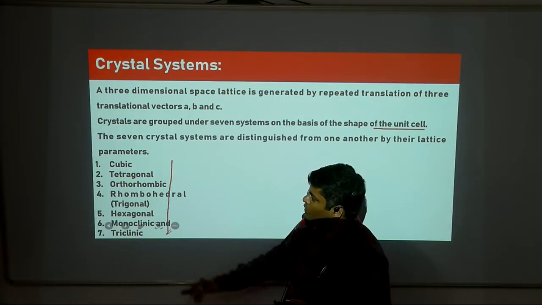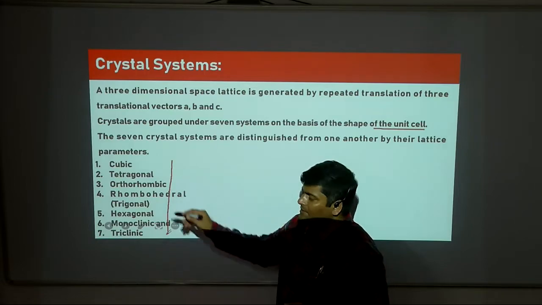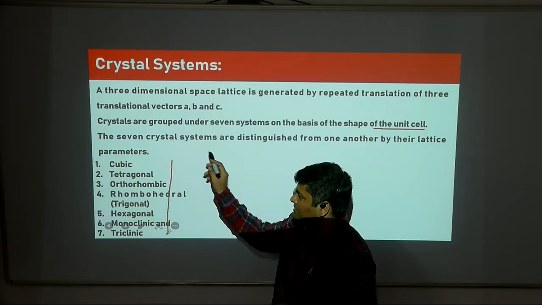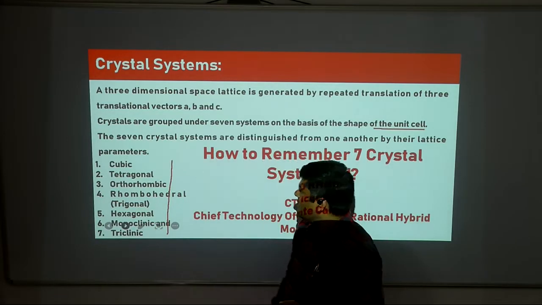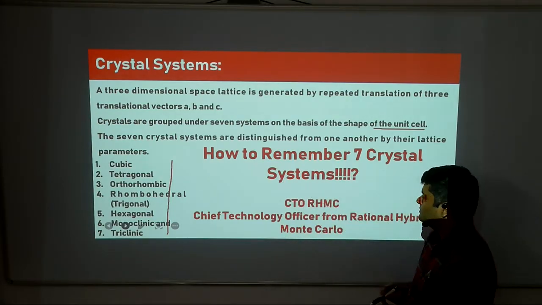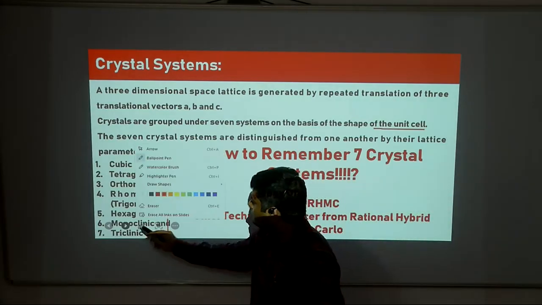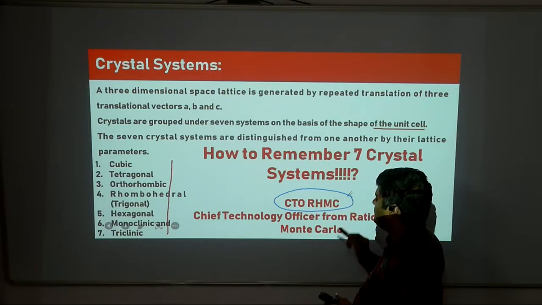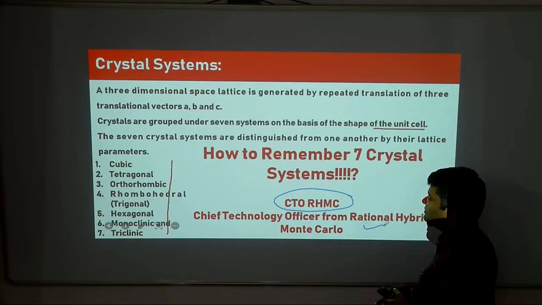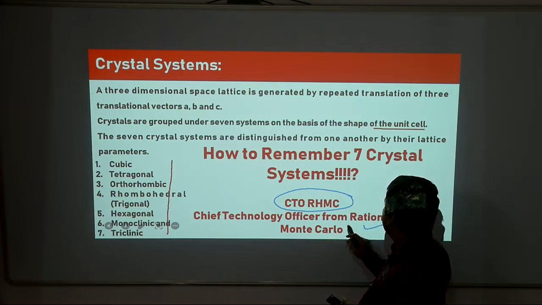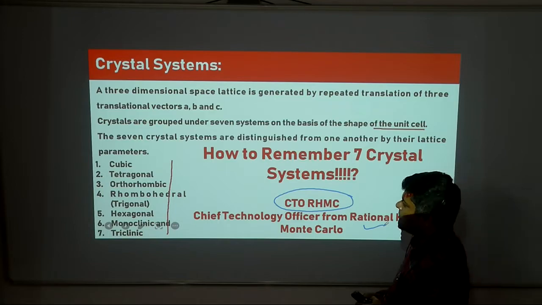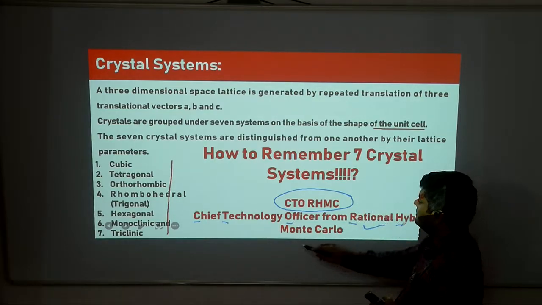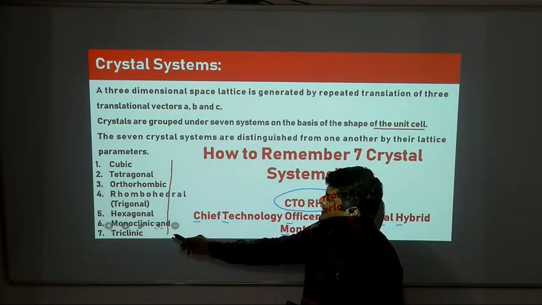I recommend you remember these 7 crystal systems in the same order, and the reason is that I am going to give you a trick to remember them. You can remember the short form CTORHMC, or the long form, which is: Chief Technology Officer from Rational Hybrid Monte Carlo. Each initial letter of this sentence corresponds to these 7 crystal system names.